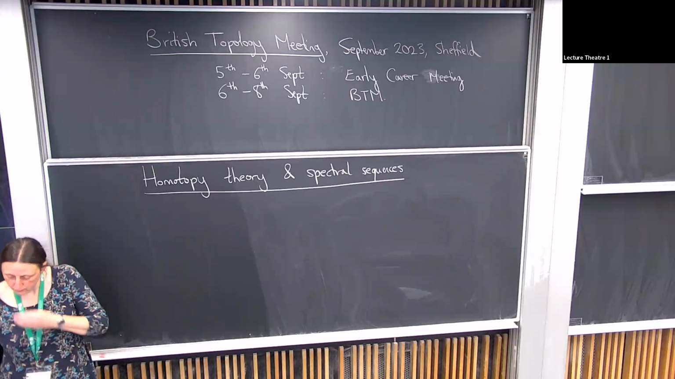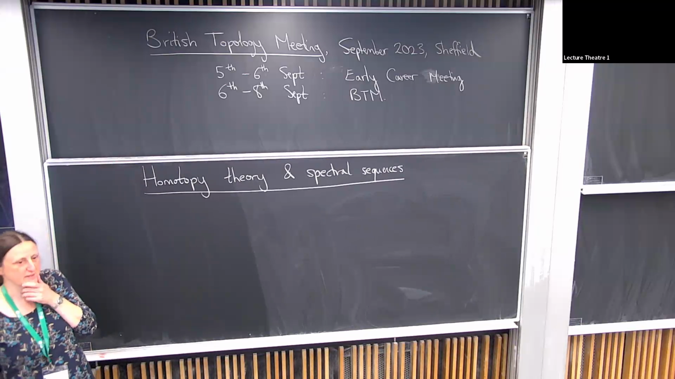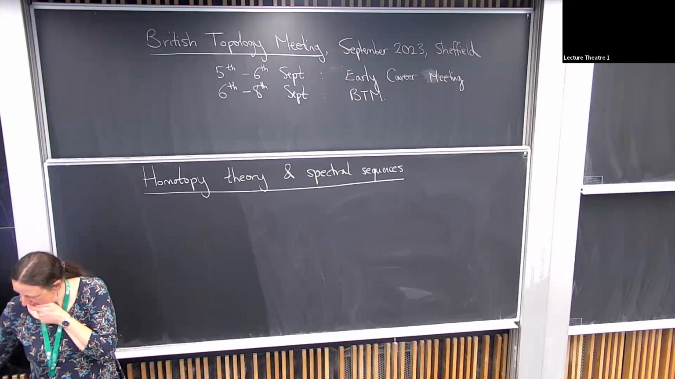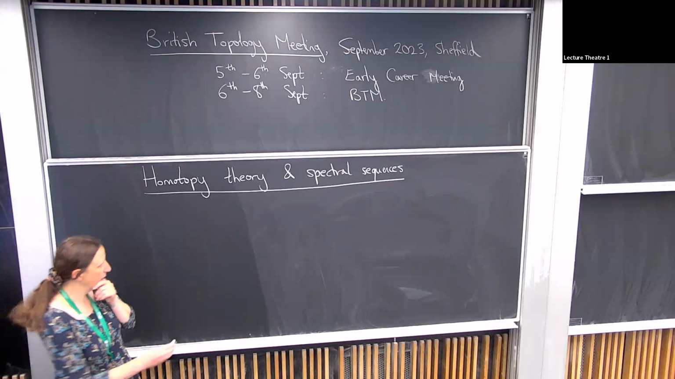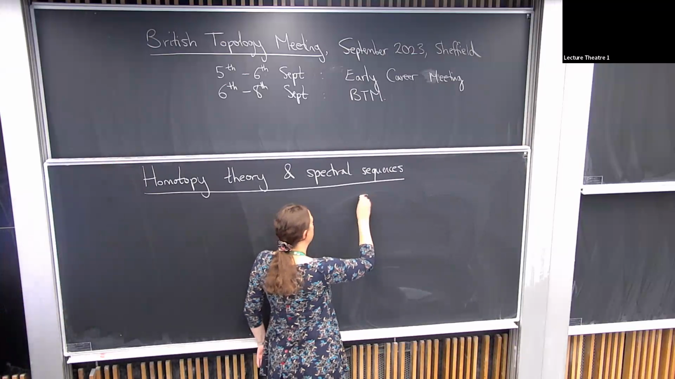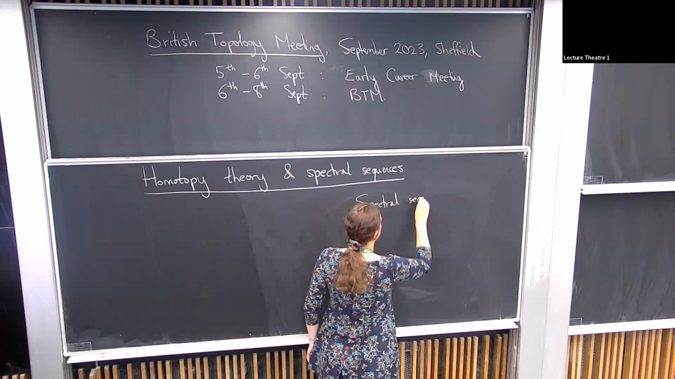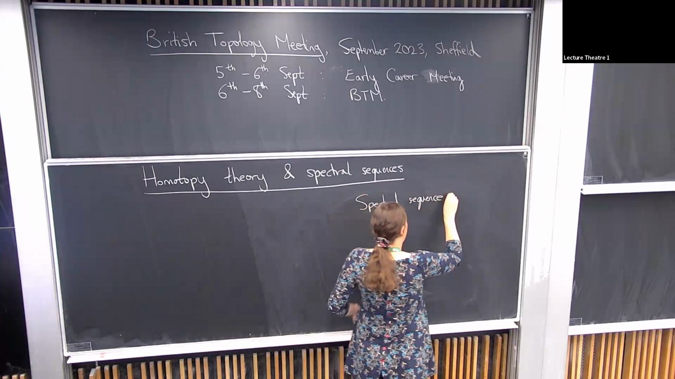Okay then, so yeah, this is a very vague title, isn't it? Could mean lots of different things. I'm going to try to explain what I want to talk about, and let me start with the spectral sequences bit, and then the homotopy theory will be coming in a certain sense, which I will explain.